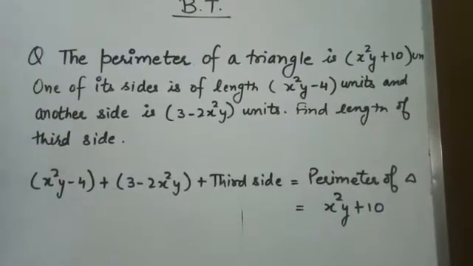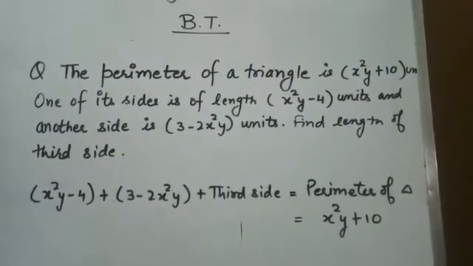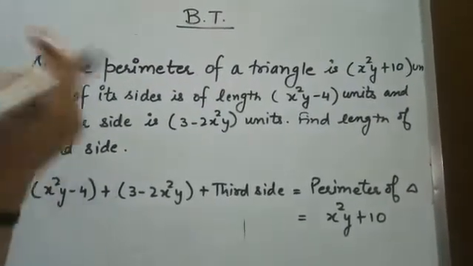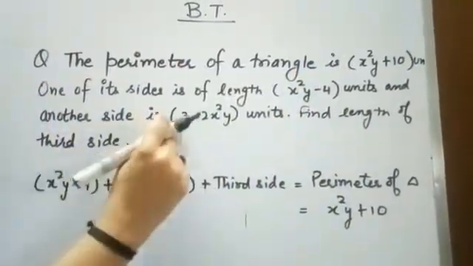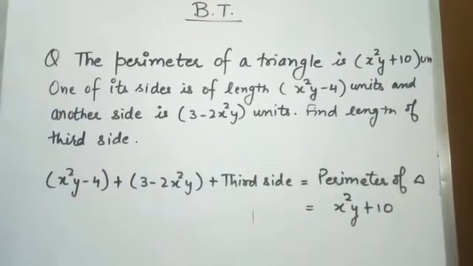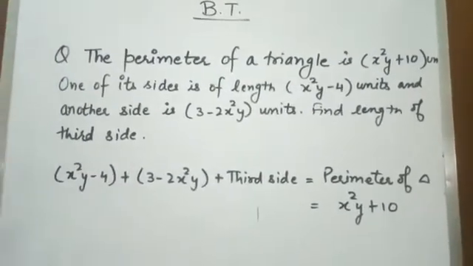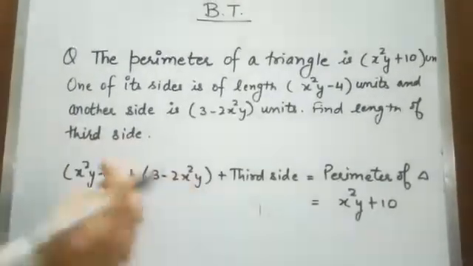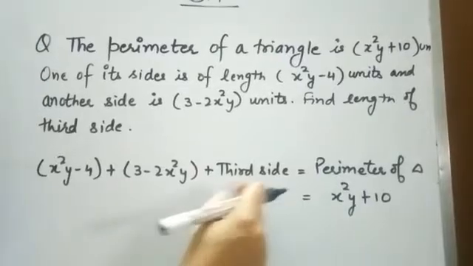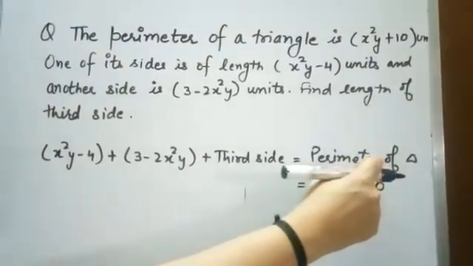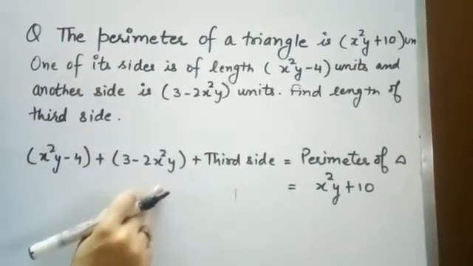Now the next question is: the perimeter of a triangle is given to us as x square y plus 10 units. One of its sides is of length this, and another side of the triangle is 3 minus 2x square y. We have to find the length of the third side. As we all know, the perimeter of the triangle is the sum of its three sides: first side, second side and the third side, which we have to find out, is equal to the perimeter of the triangle. The perimeter is given to us, the first side is given, the second side is given.